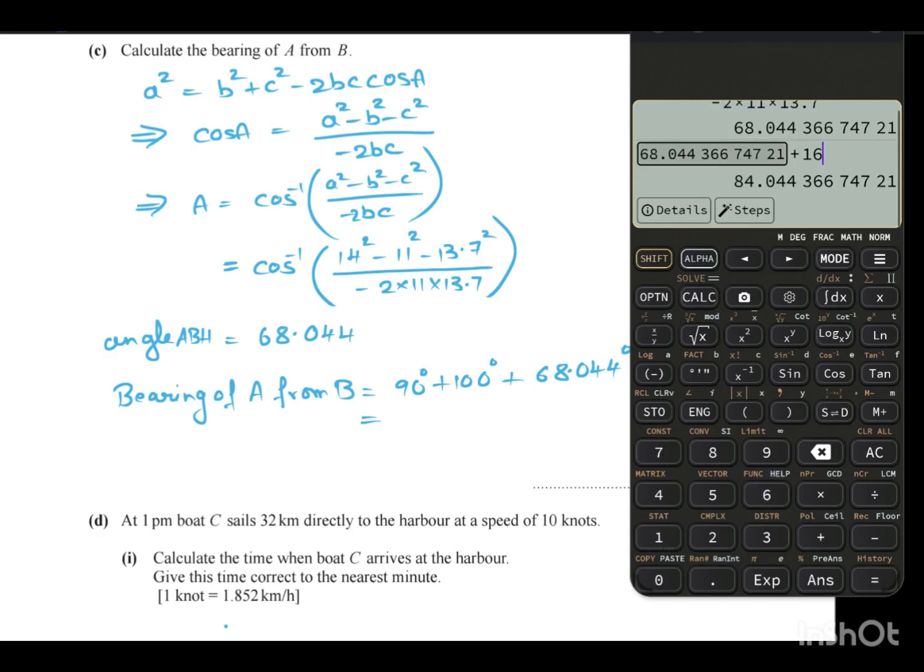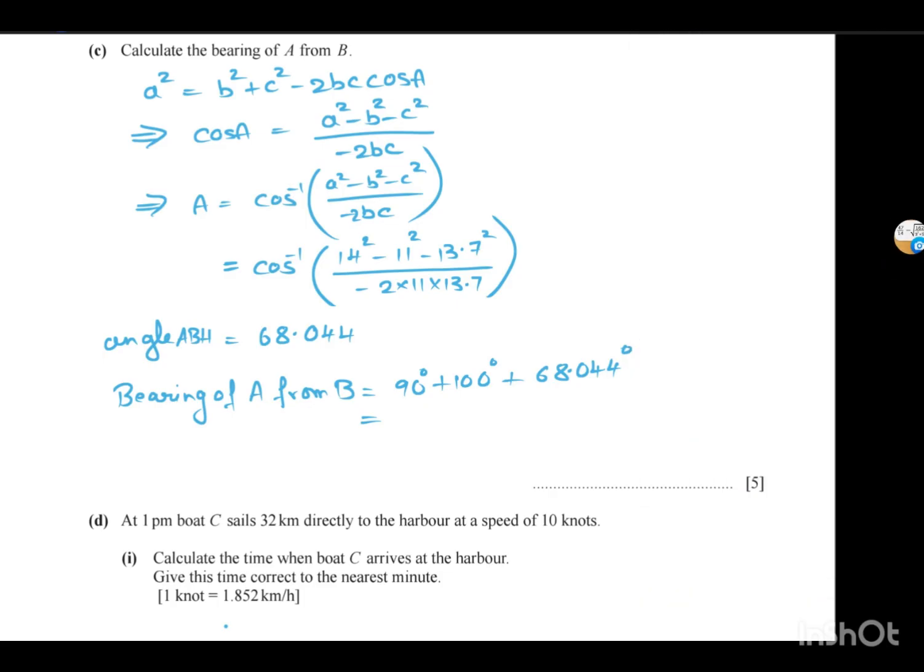Plus 190 if I do, I get 258.044. So round it to the whole number, you get 258 because they did not tell us to round to any decimal place here. So question number C is completed.